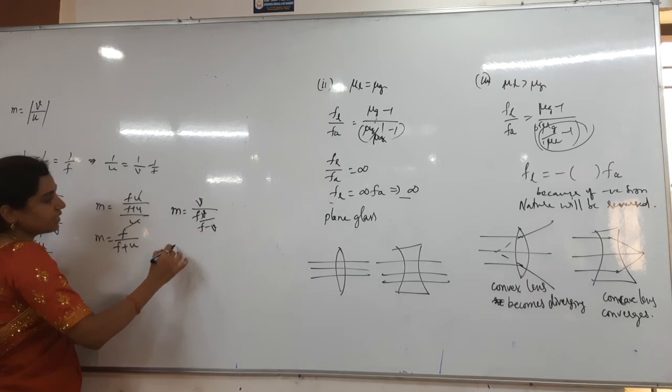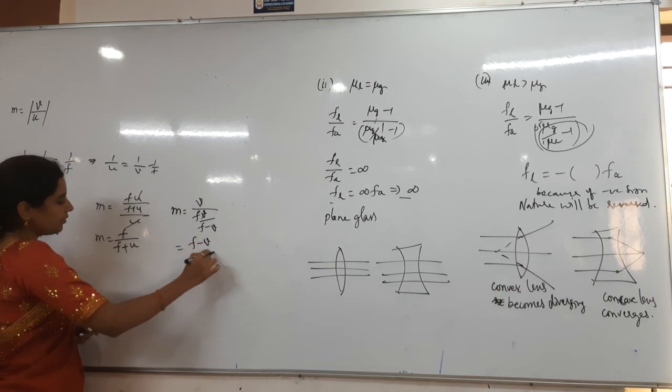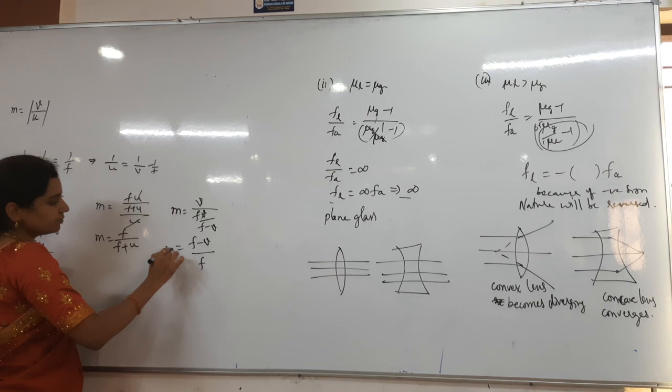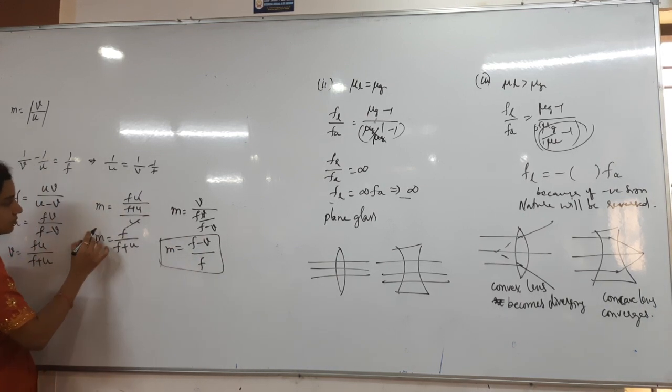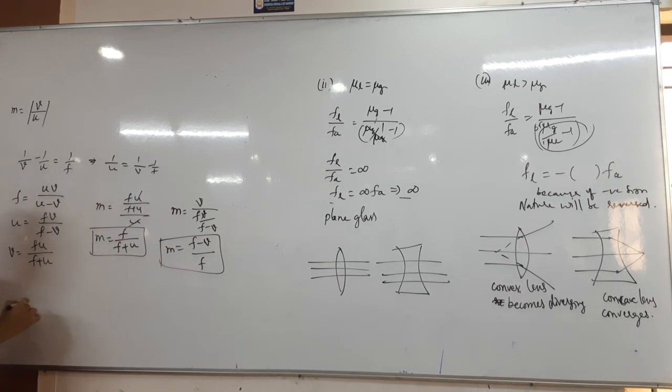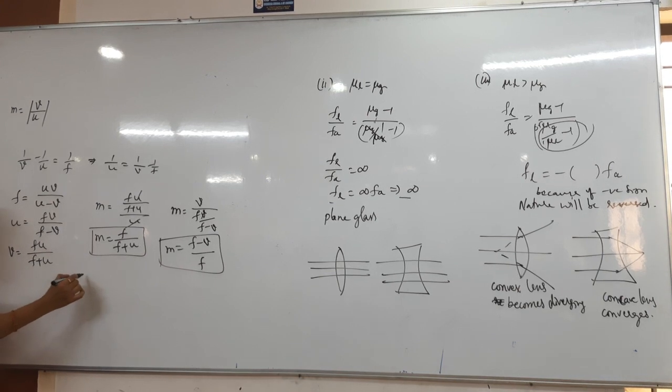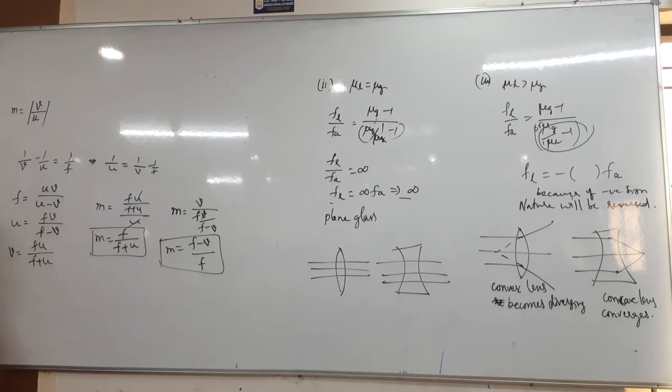Then v gets cancelled, then what will be remaining here? f minus v by f. These are the different formulas of magnification. In terms of u and v, I want to get, what will we get? Just v by u only. M is equal to v by u, or m is equal to f by (f plus u), or m is equal to (f minus v) by f. That is about the magnification.